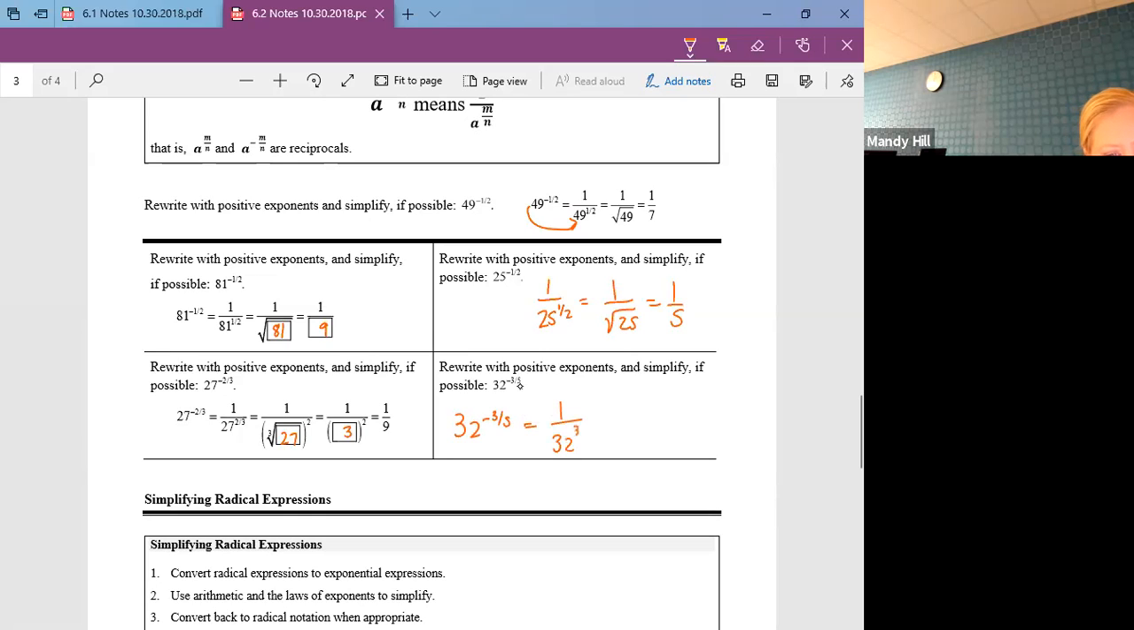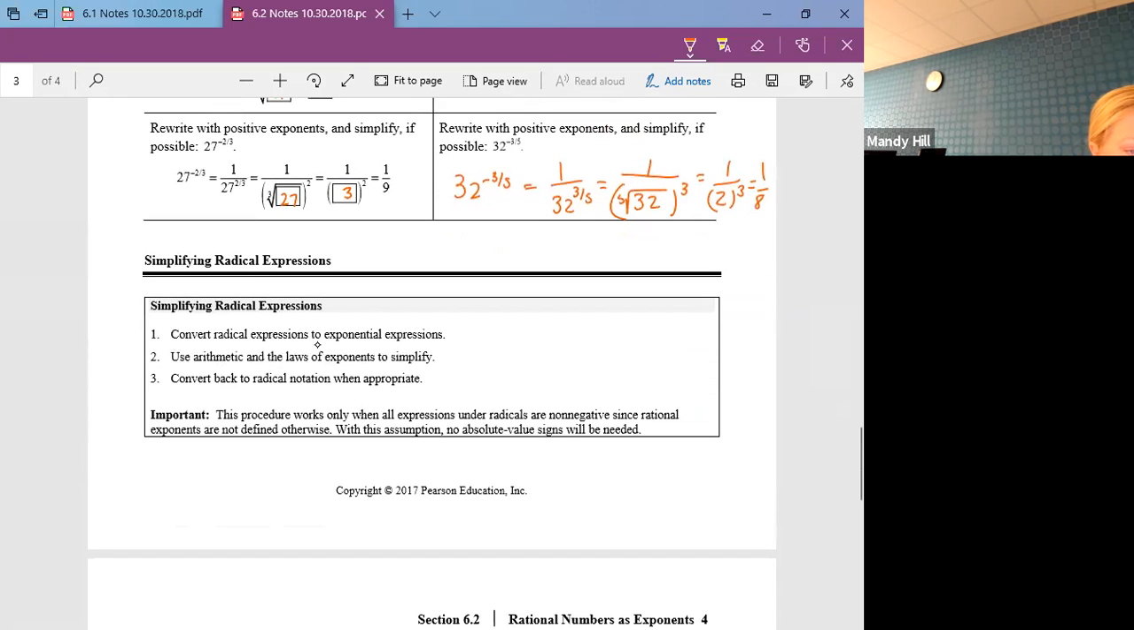Okay, so this one, 32 to the -3/5, is going to be 1 over 32 to the 3/5, and then we're going to do 32. And then we could write, we know that we're taking the 5th root and we are cubing this. Okay, and I know that the 5th root of 32 is 2, because 2 times 2 times 2, 5 times gets you 32. So this would be 2 cubed, and that's going to be 1/8.